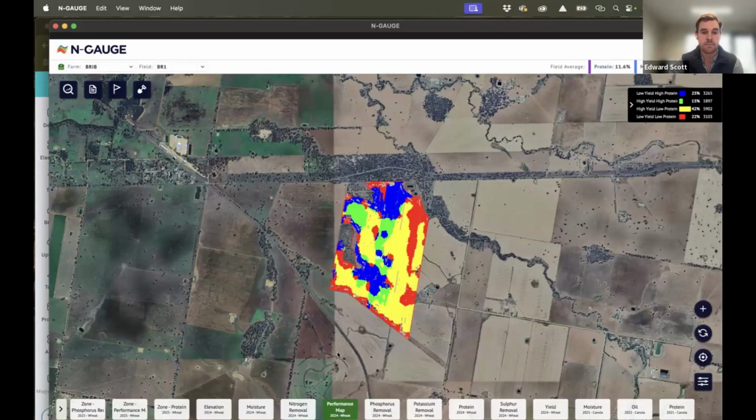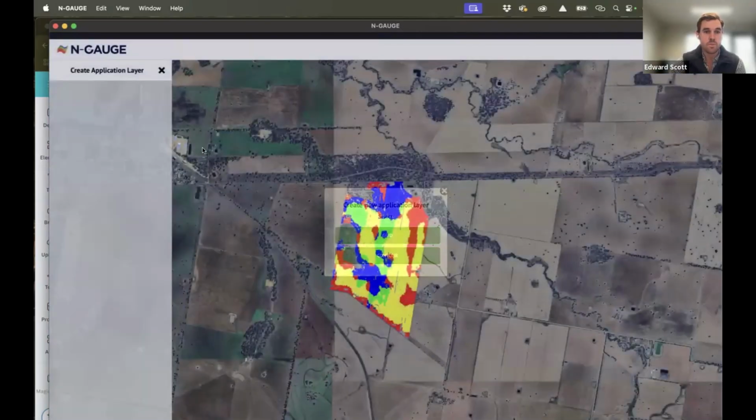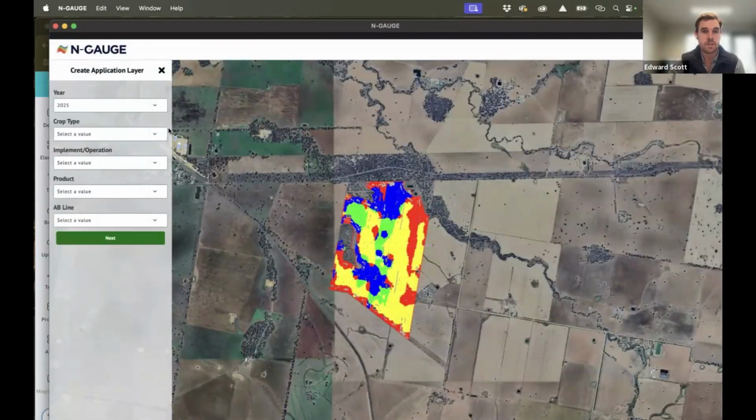So simply in here, a layer like this, we can hit the plus, create a grid or contour map. We can come through here, select the year, select the crop type it's going to. So for this one, say wheat, select an implement, which you can set up, seeder or spreader, product like urea. And then we can also orientate A/B lines. Might touch on that with Broden's account when he speaks later on. But you can also bring that in to snap to those.